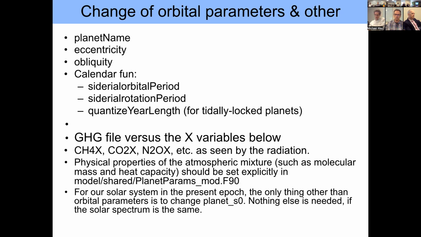Your greenhouse gases you specify in the GHG file. You will see about five gases there, or actually six, maybe six or seven: CO2, N2O, methane, and several CFCs. But most of those are interesting only for Earth simulations. For planetary simulations, mostly we are using it just for setting CO2. CO2 is the first one in that, and methane, which maybe is also kind of important.